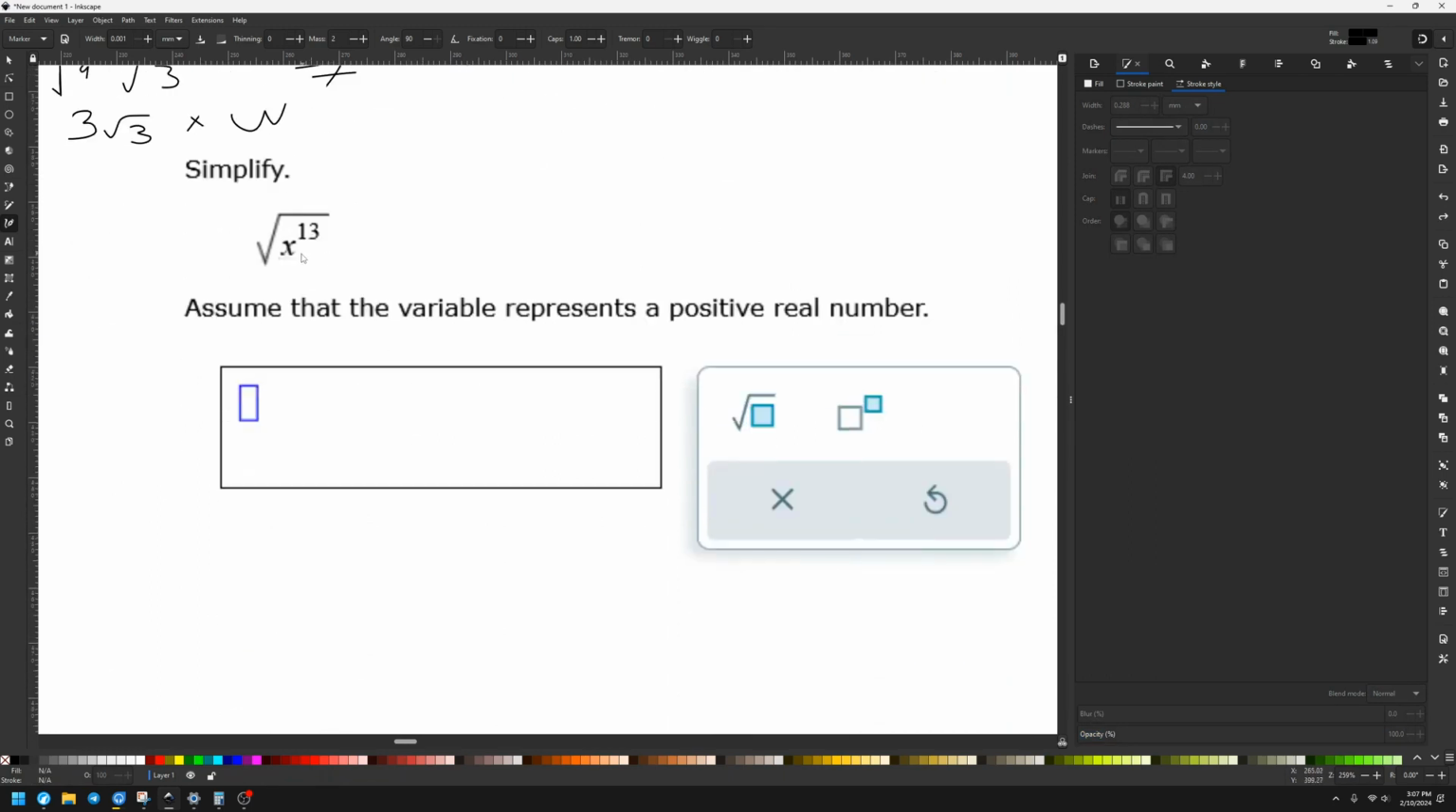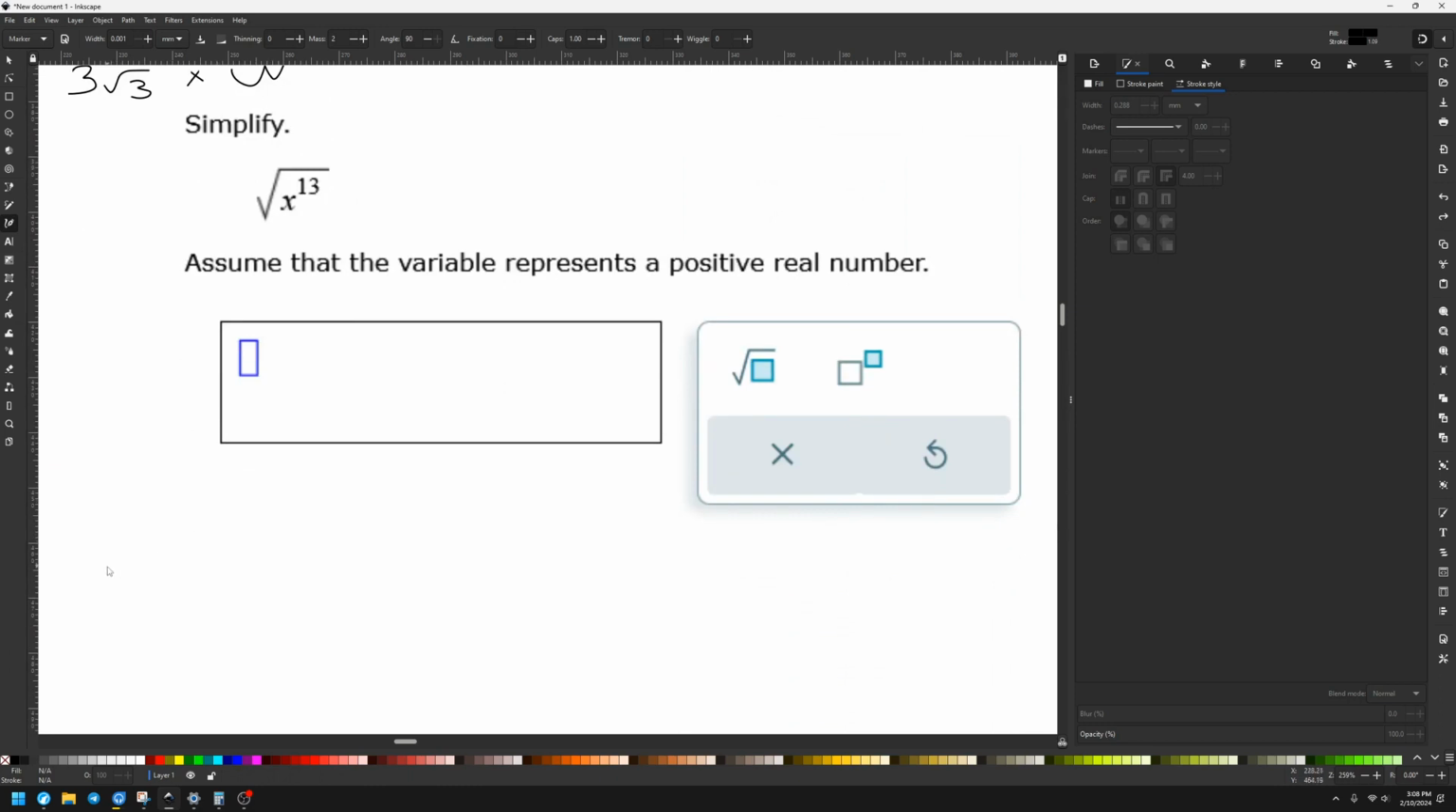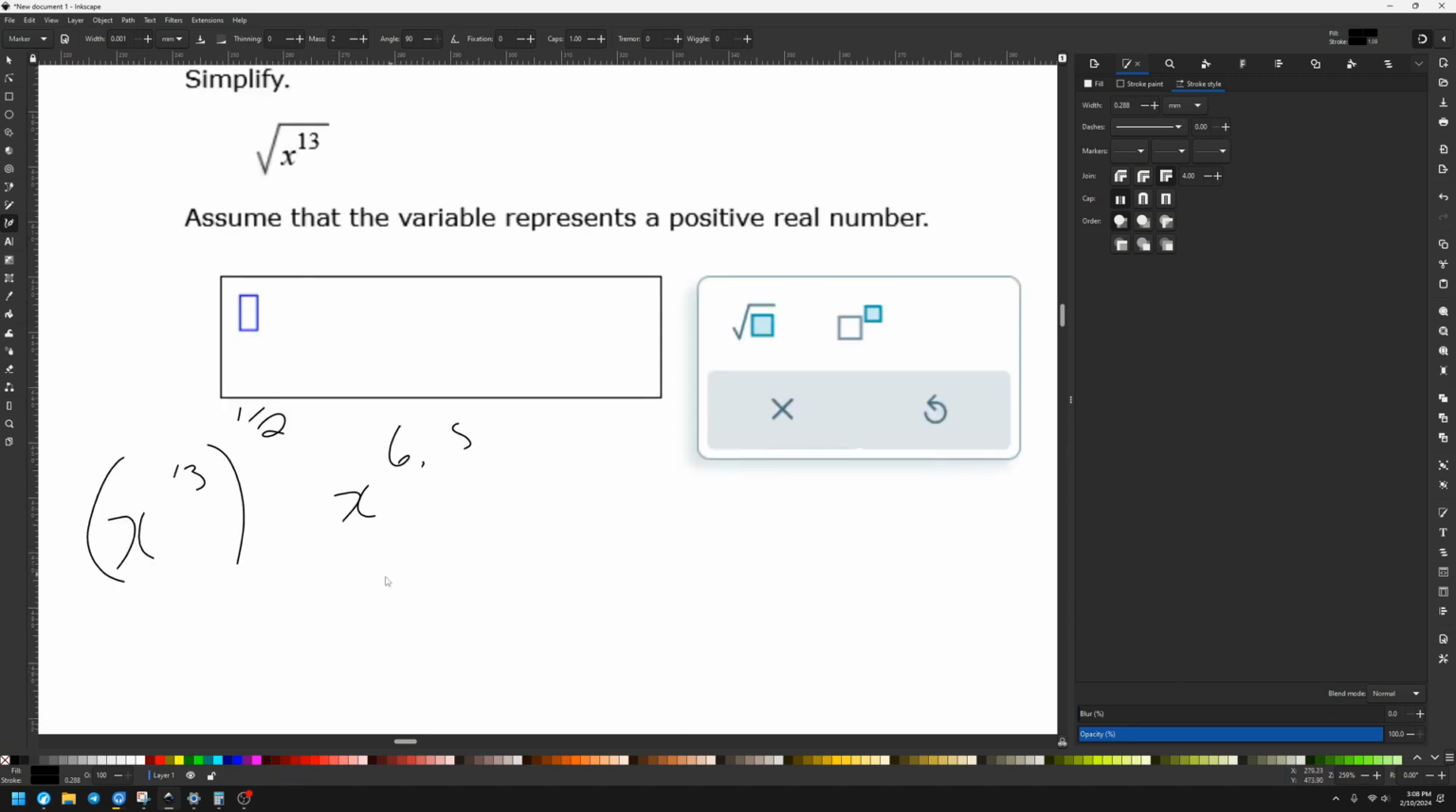Okay. So the square root of x to the 13, simplify. Okay. So x to the 13, and that square root is 1/2, as we mentioned earlier. So we're going to have x to the 6.5. And that's going to be equal to x to the 6th times x to the 0.5. Okay, x to the 6th. And since x to the 0.5 is just the square root of x, write that. So our final answer is going to be x to the 6th times the square root of x.